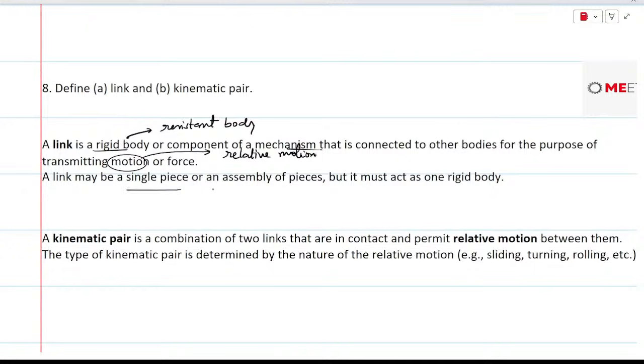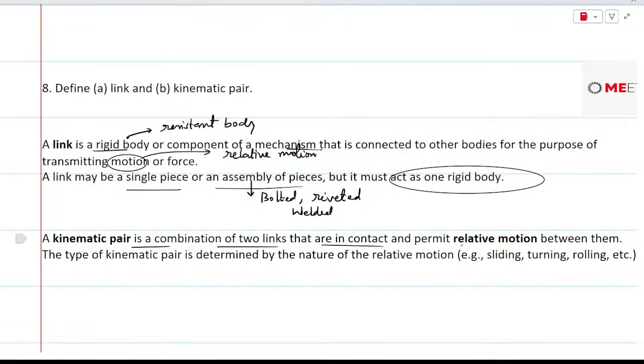Link may be a single piece or an assembly of pieces together that is going to form one rigid body. Understand that link could be a single body itself, or it could be a combination of bodies. Those bodies are assembled, or you could say bolted, welded, or riveted. It is still the same thing, because these kinds of joints will be used to form a single body. Next, kinematic pair is the combination of two links that are in contact and permit relative motion between them. The type of kinematic pair is decided by the relative motion, that could be sliding, turning and rolling.